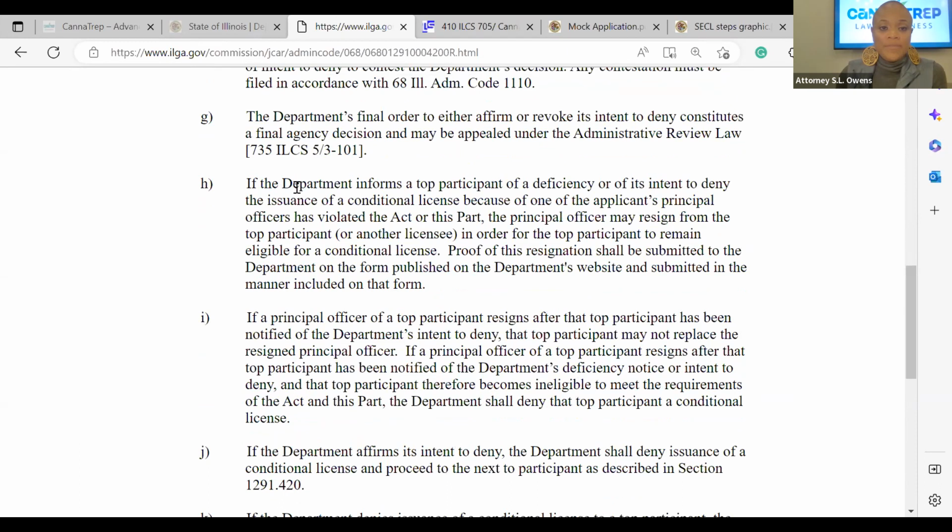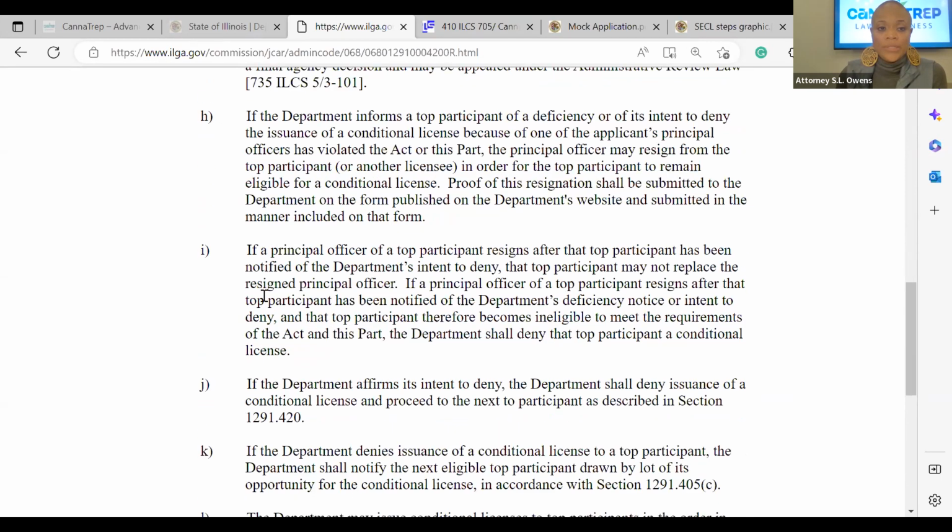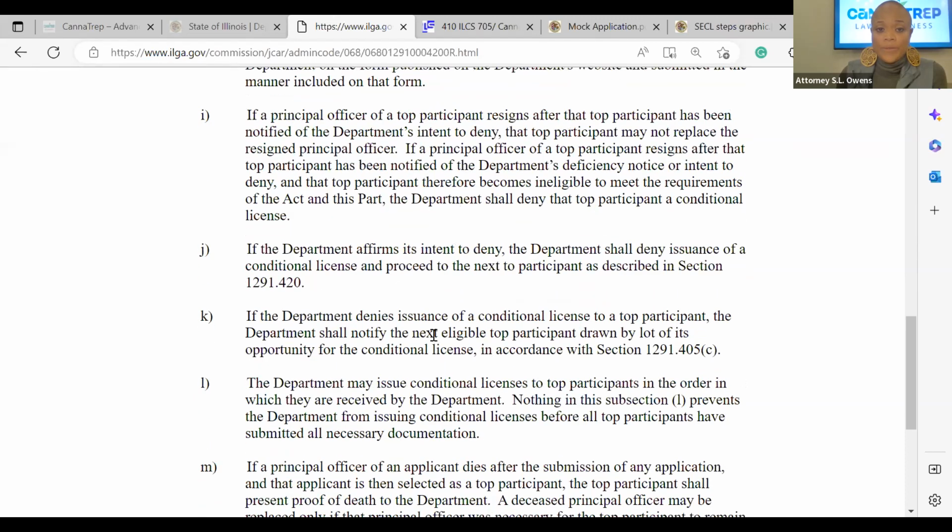So under H, if the department informs the top principal of his intent to deny the issuance of a conditional license because one of the applicant's principal officers has violated the act, the principal officer may resign. Okay, we talked about that rule. Let's look at I. If a principal officer resigns after they've been notified of the intent to deny, they may not replace. So we've talked about that rule.